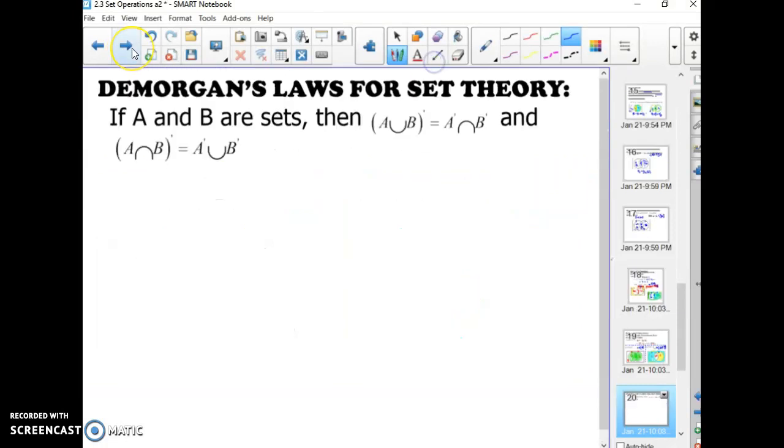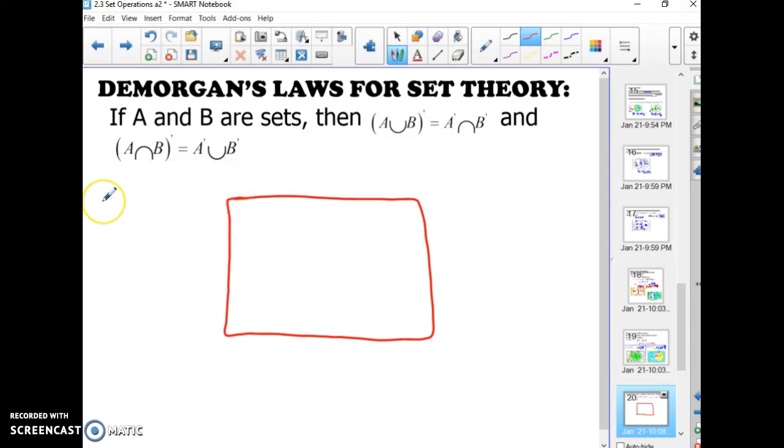Okay. So the next one, I just want to talk about De Morgan's law. And this is what's going on. If A and B are sets, then A union B complement is equal to A complement intersection B complement. And this is saying A intersection B, the complement of that is the union of A complement B complement. So I just want to talk through this. I know I did not have a diagram, but I want you guys to see what this is meaning.